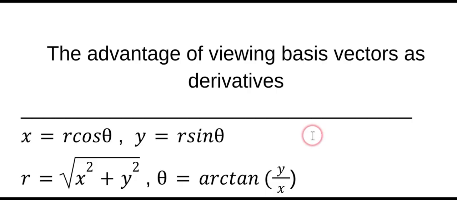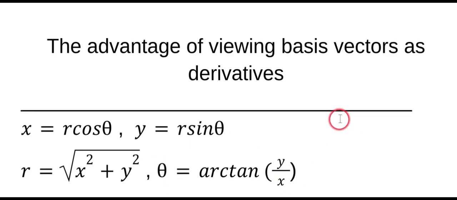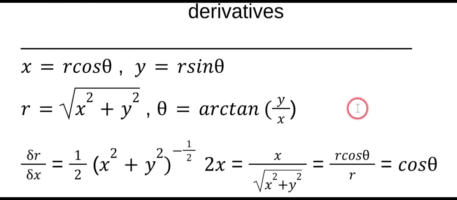Okay, we're familiar with polar coordinates and their transforms, x and y into r and theta, and the opposite, r as a function of x and y, and theta as a function of y and x. So let's take the partial derivative of r with respect to x. This is x squared plus y squared to the 1/2. We take the derivative, bring down the 1/2, subtract 1 from the exponent to get minus 1/2, then take the derivative of what's inside, 2x. The 2's cancel, and we get x over the square root.